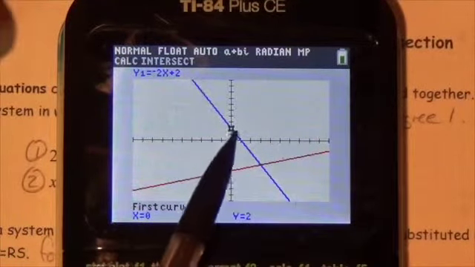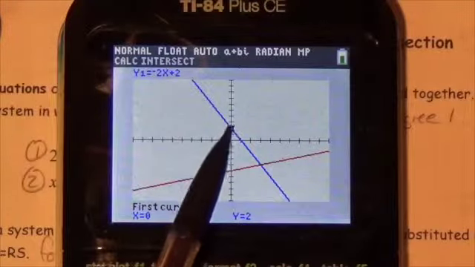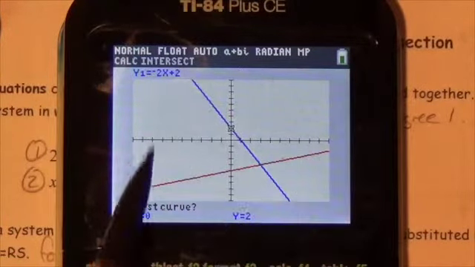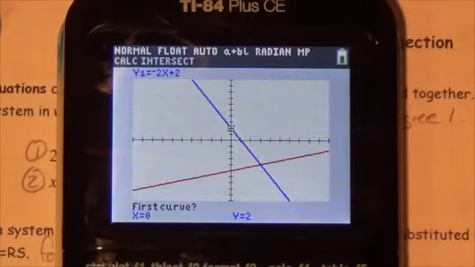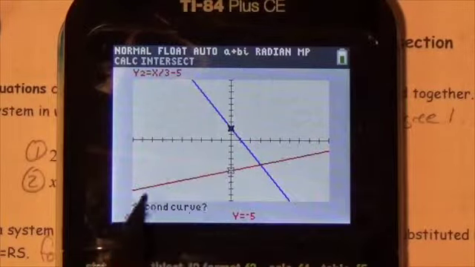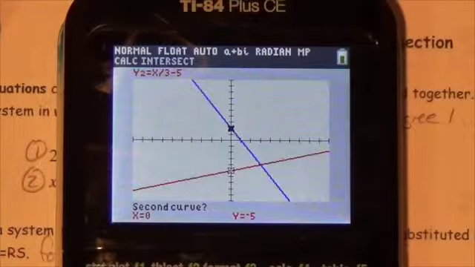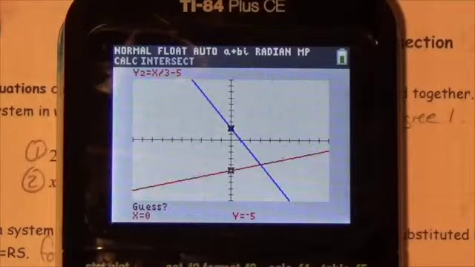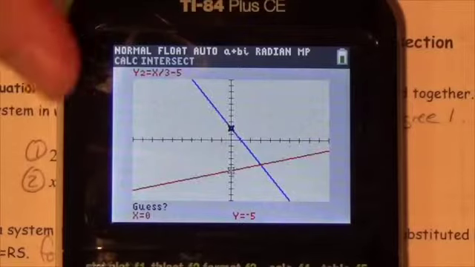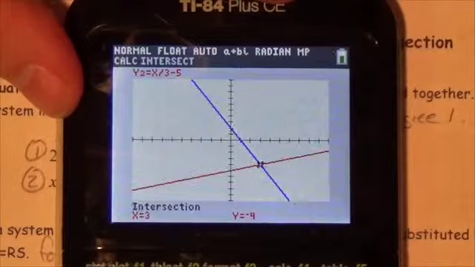We're looking at the graph again, and now you see that the cursor is blinking on the first line here. And the calculator is asking, is this the first curve? Now I'm going to press enter to say yes. Then it immediately jumps to the only other line that's there, and it's asking, is this the second curve? I press enter to say yes. Now, the guess is simply a tool that the calculator uses to help it get to the answer faster. If you wanted to guess what the answer was for x there, you could, but don't really worry about it. Just press enter to get past the guess.